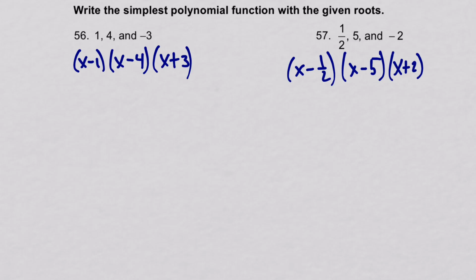For x minus 1/2, there is another way of writing it. You could also write it as 2x minus 1, which gives you the exact same 0, right? 2x minus 1, when you solve it, will give you positive 1/2. Okay, but either way, multiply them out and you'll have your polynomial.